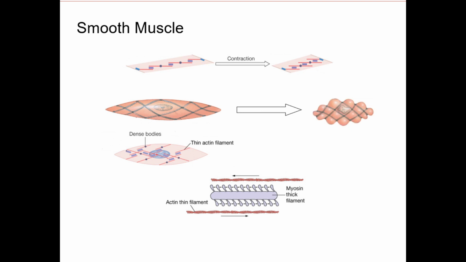Now recall that these smooth muscles are typically sheets of smooth muscle, and they're lining the entire blood vessel. So when these sheets change shape like this, it's going to cause a change in the diameter of the blood vessel.